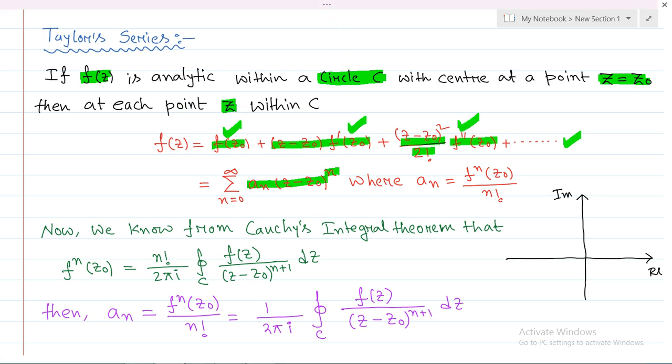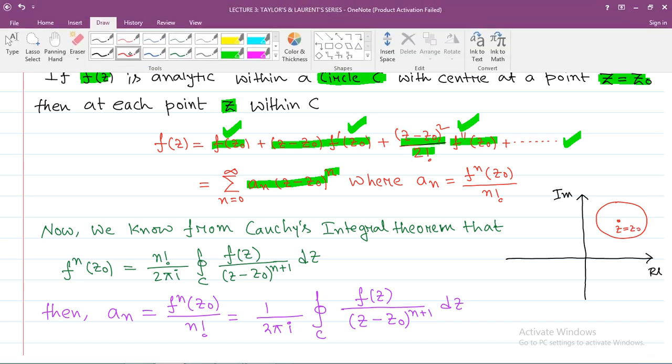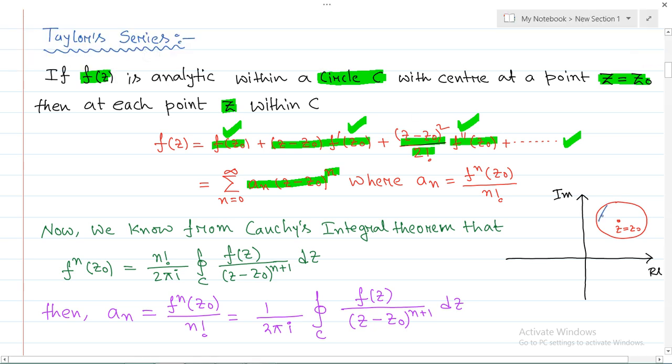Now let me tell you how the idea is coming. For the Taylor series, always remember we should have the analytic function within a circle C. For your understanding, I have already drawn the axes here, real axis and imaginary axis. Suppose we have a circle here. The center of the circle is z equal to z0. Now within this circle, at each and every point, the function f of z is analytic.